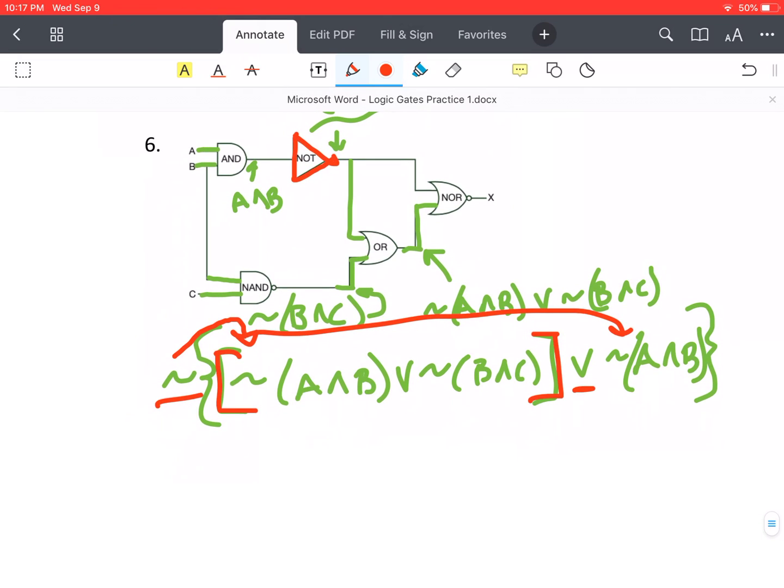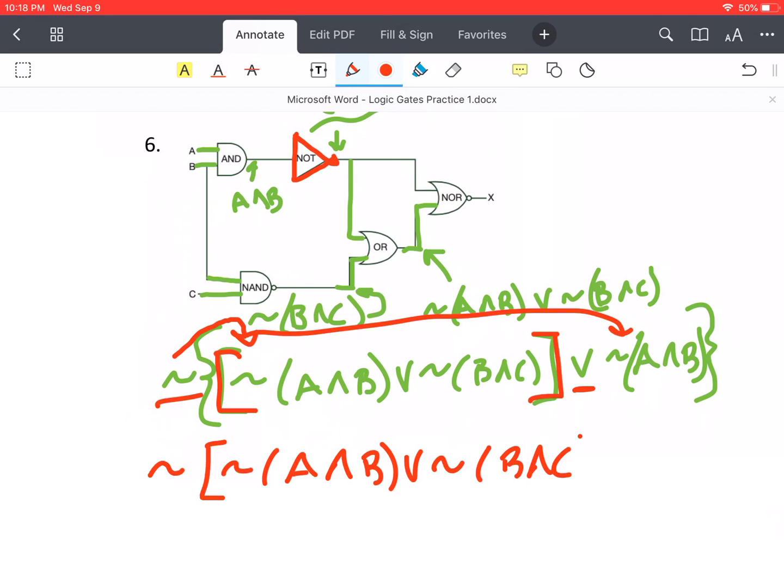So the first thing I'm going to get, negation outside the bracket, tilde A and B, or tilde B and C. I'm going to keep my bracket. That OR right here is going to become an AND, and then I've got a double negative, so this just becomes A and B.